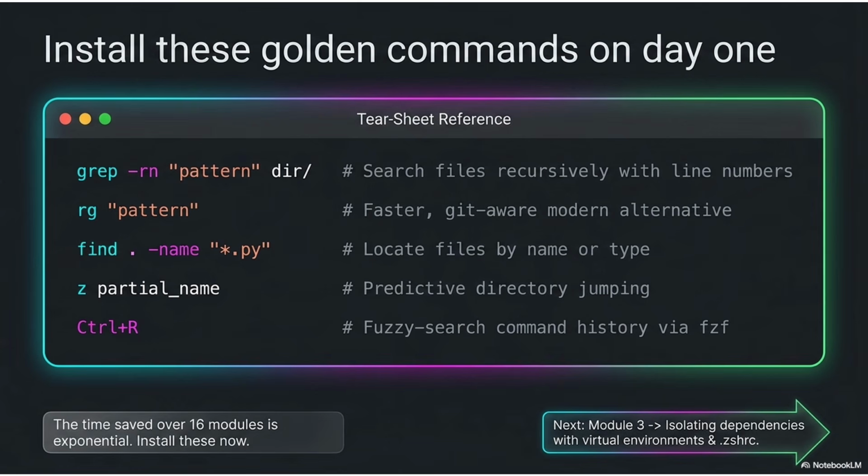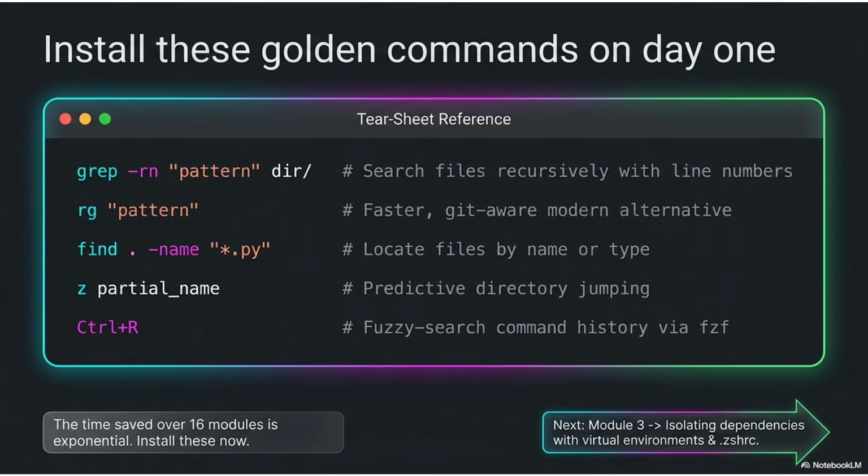5 commands to install and memorize immediately. grep -rn pattern directory for recursive search with line numbers. rg pattern for a faster, git-aware alternative. find . -name "*.py" to locate files by type. z partial-name for a predictive directory jump, and Control-R for fuzzy search of command history via fzf. The bottom note is direct. The time saved over the 16 modules is going to be exponential, so install these now.